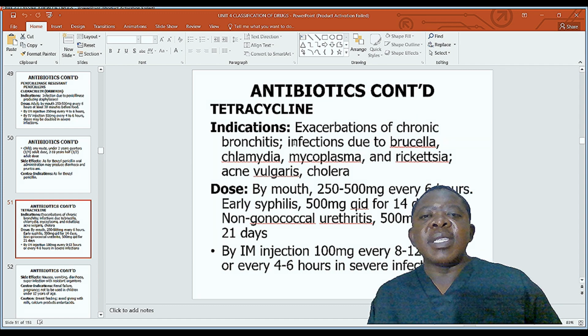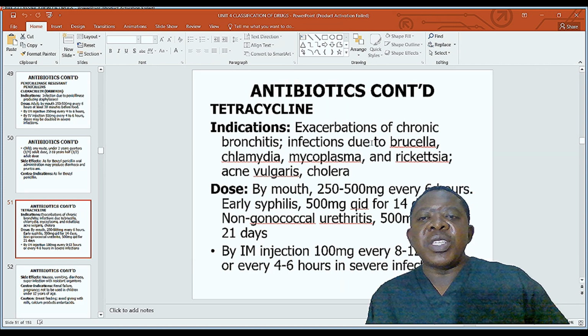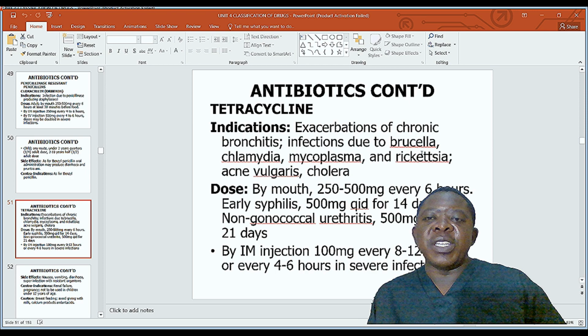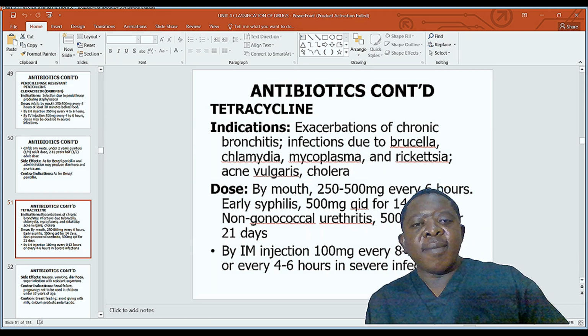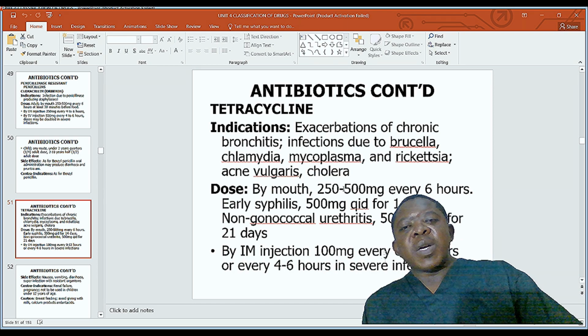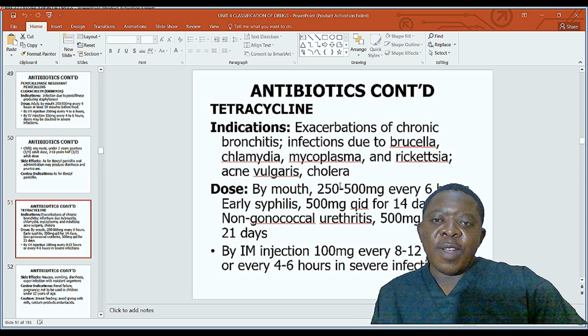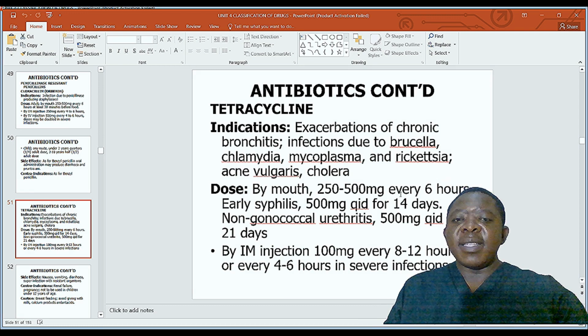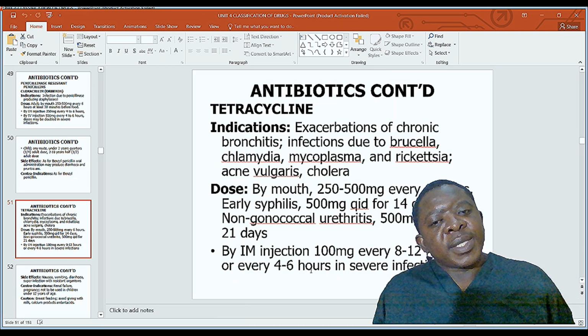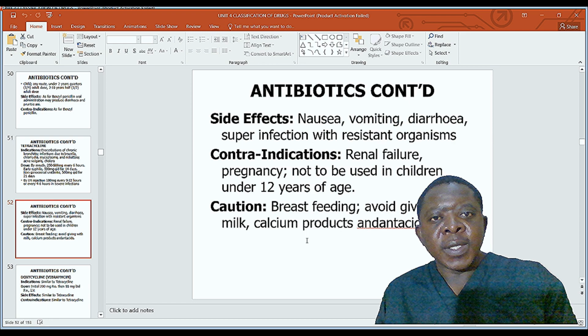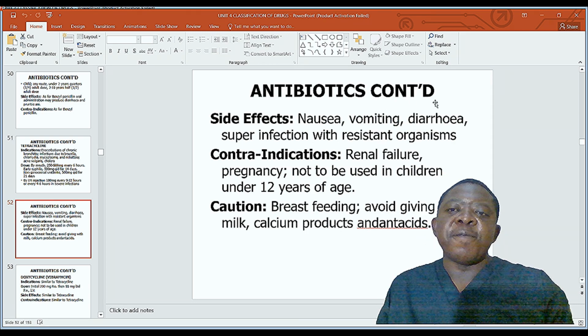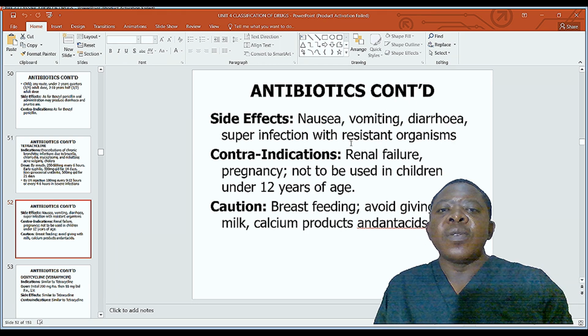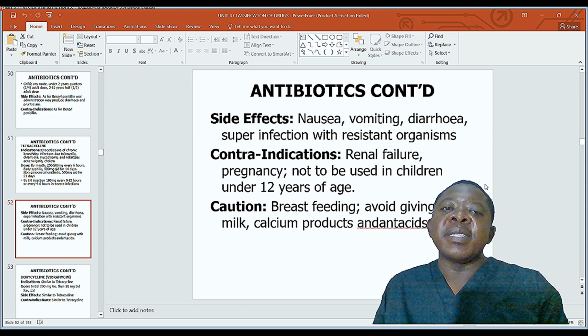Indications are exacerbation of chronic bronchitis, infection due to brucella, infection due to chlamydia, mycoplasma, and rickettsia, acne vulgaris, or cholera. It can be given by mouth and is available in 250 to 500 milligrams, given 6 hourly. Side effects include nausea, vomiting, diarrhea, and superinfection with resistant organisms.